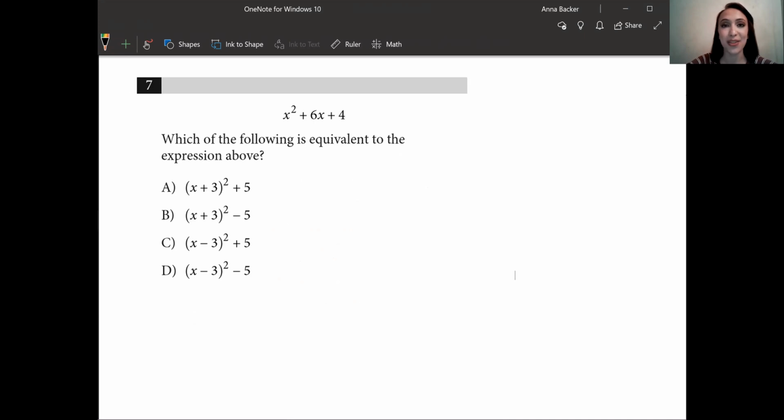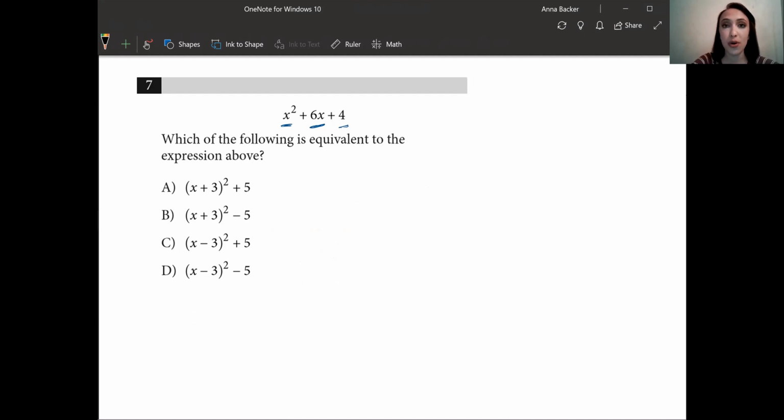SAT 7, Math No Calculator, question number 7. x squared plus 6x plus 4, which of the following is equivalent to the expression above? So, looking at this question, this is what's known as a quadratic expression. This is anytime we have something squared plus x plus something.